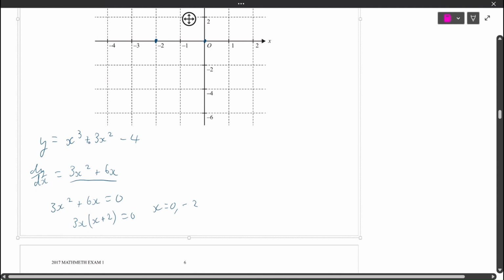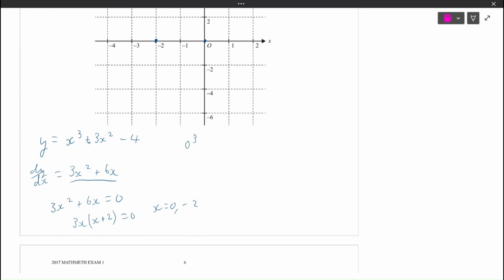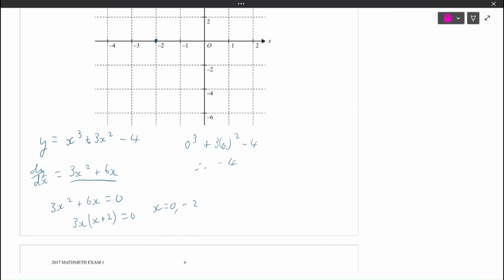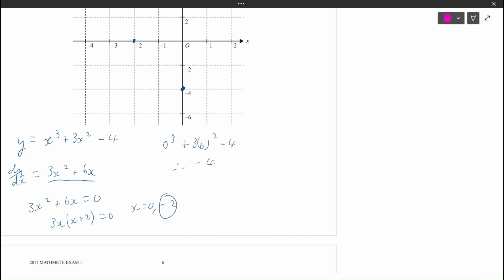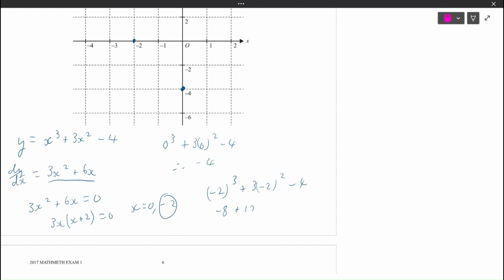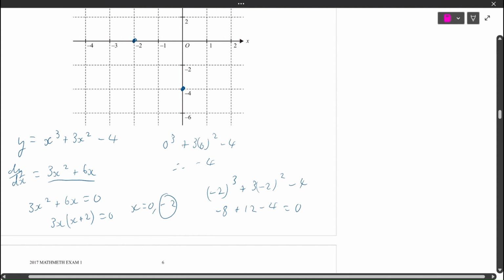So if we do sub in 0, we get 0 to the power of 3 plus 3 times 0 squared minus 4, which equals negative 4, so therefore our point is right there. And then we can sub negative 2 in, so we can do negative 2 cubed plus 3 times negative 2 squared minus 4, that equals negative 8, and this equals 12 minus 4, which equals 0. So therefore our point does end up being there.